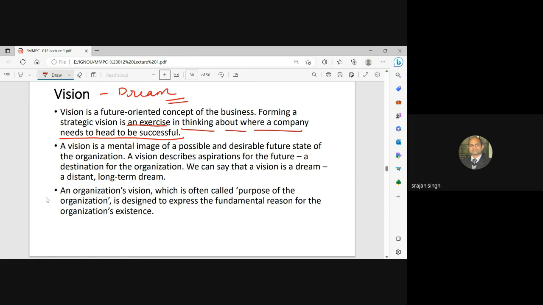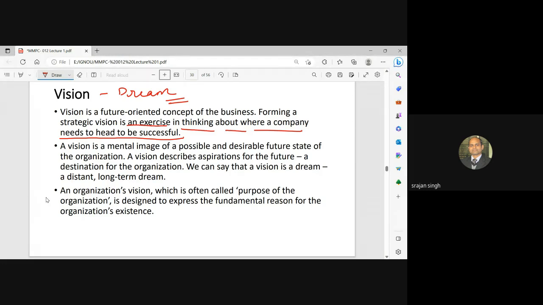For example, say Tata Steel. The vision for Tata Steel is to make India self-reliant in steel production, right? Now try to understand that if you are saying you want to make India self-reliant in steel production, this is a very difficult task to achieve, because self-reliant means self-sufficient, swayam samarth, in steel production. It can be said that India can produce a substantial amount of steel. But making India self-reliant in steel production is a very difficult objective. Or you can say it is a dream.